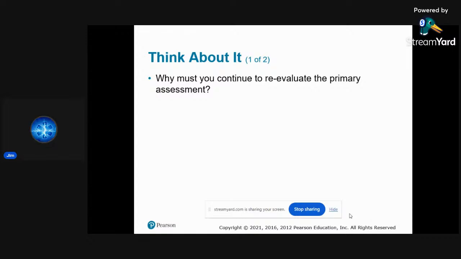This is a good question. Why must you continue to reevaluate the primary assessment? Because it could change, right? We just talked about that. We can have a stable patient and we keep reassessing for life threats, and we find a life threat, like all of a sudden their airway becomes obstructed. So now they're no longer stable, they're unstable.